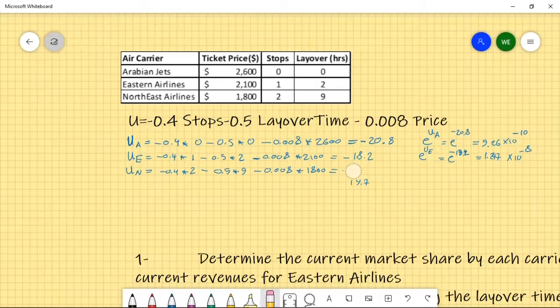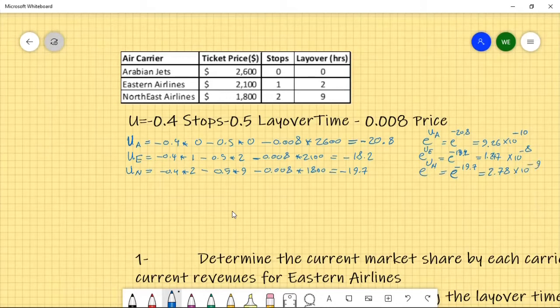This one is minus 19.7. So e to the power of the utility of the third carrier, e to the power minus 19.7, equals 2.78 multiplied by 10 to the power minus 9.